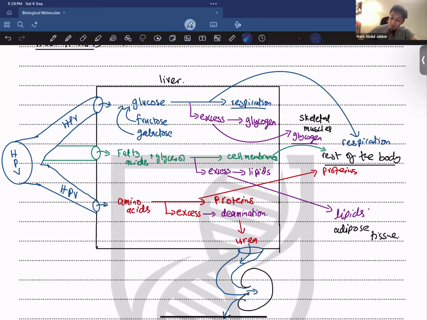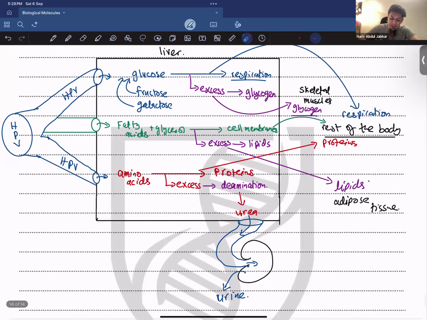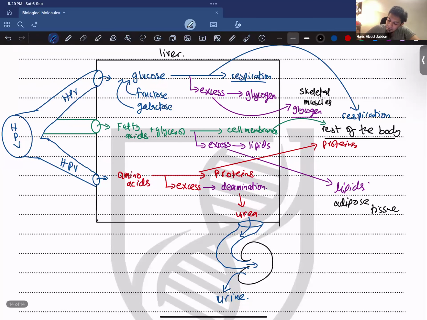So what happens is the excess amino acids undergo a process called deamination, which converts this into urea. ठीक है. The excess amino acids convert into urea and are sent where? They are sent into the kidneys, which are going to take them out of the body as urine. Okay? Liver is a very hard-working organ. Okay? Adipose tissue is found at three places: over the kidneys, over the liver, and under the skin.